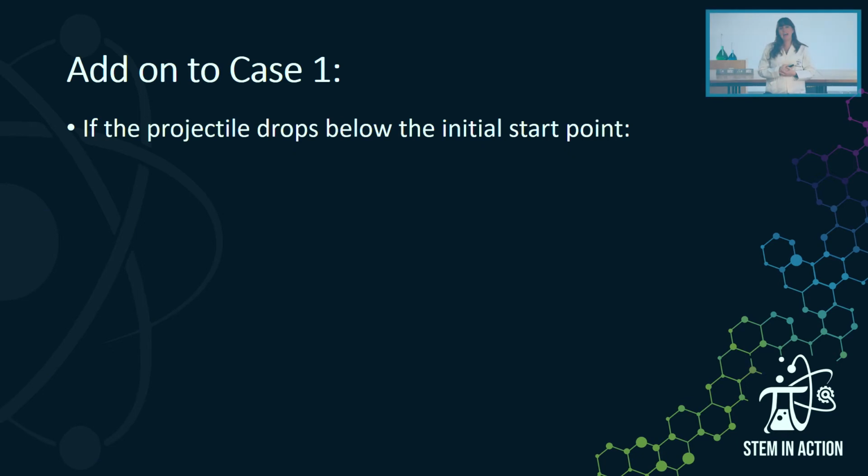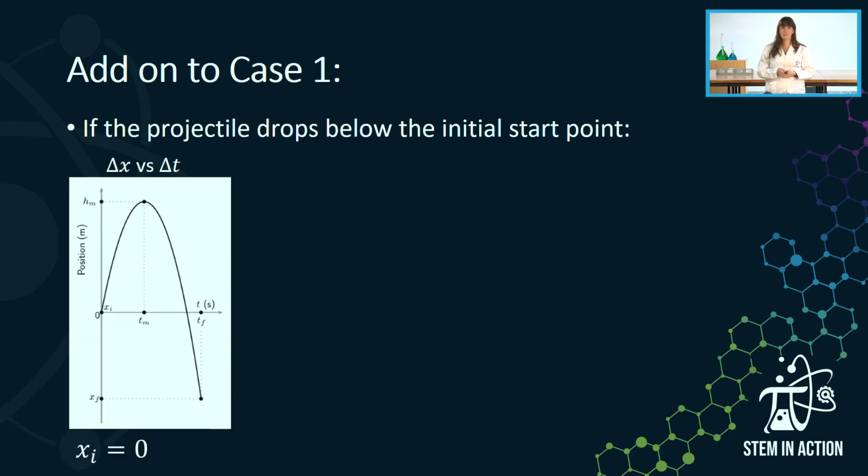Right, there's just one add-on to case 1. Case 1 was when the object moved up with an initial velocity and came back to its initial start point. But sometimes this could happen that you throw an object up at the edge of a cliff or on top of a building, and then the object can fall below the initial starting position.